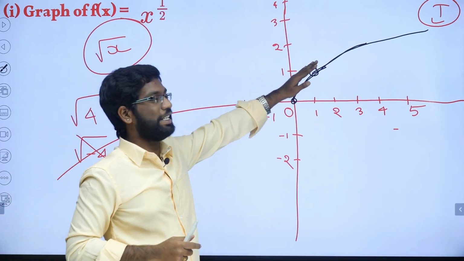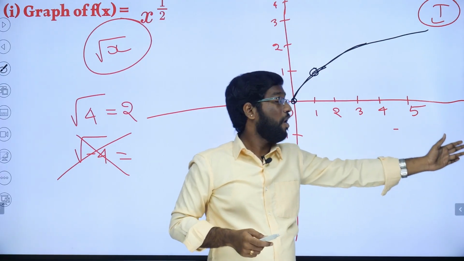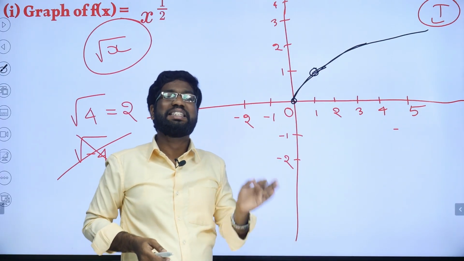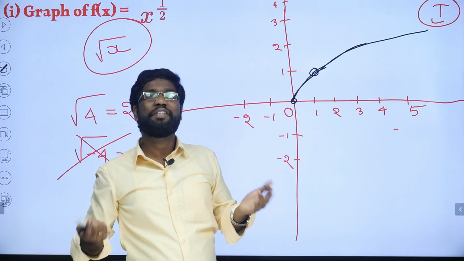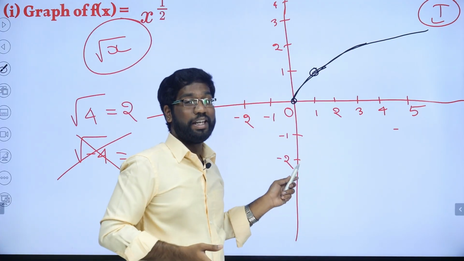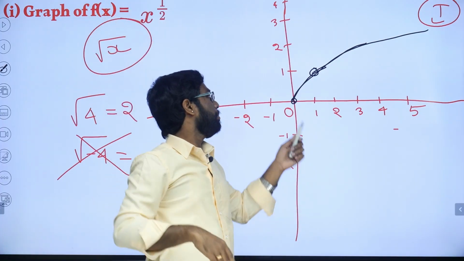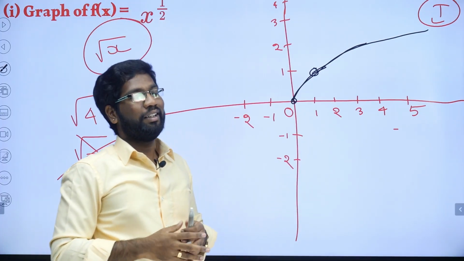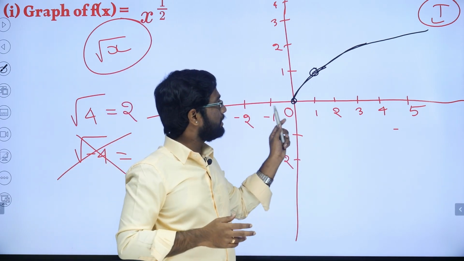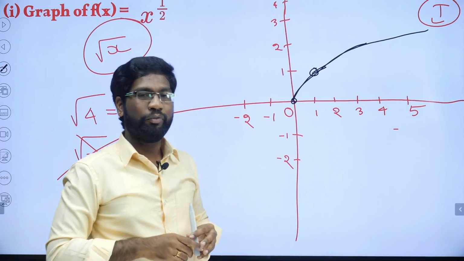Like that it goes, my dear students, because if my value is 100, the output value is just 10. Square root of 100, what? Just 10. So I am saying the square root function is a strictly increasing function, but it's growing very slowly, that's all.